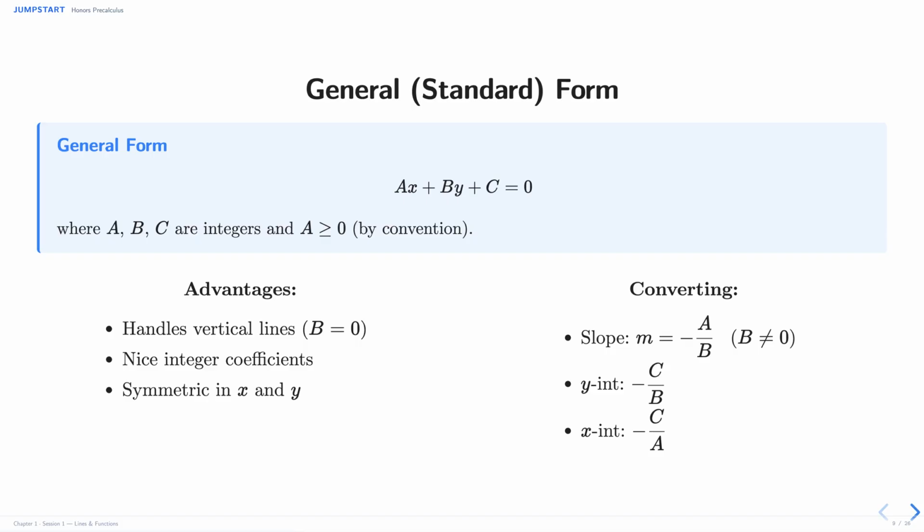The general or standard form of a line is written as ax plus by plus c equals 0, where a, b, and c are integers and a is non-negative. This form has some advantages, such as handling vertical lines and providing nice integer coefficients. You can convert to slope form by calculating the slope as -a over b, provided b is not 0.